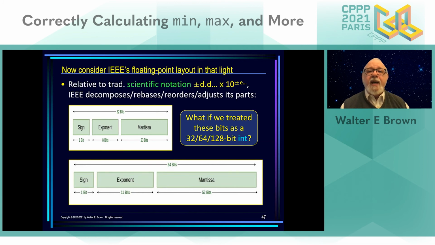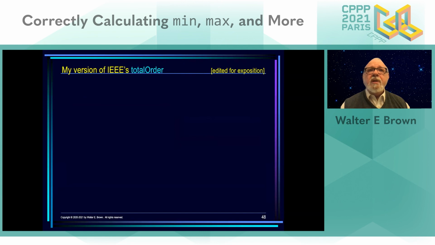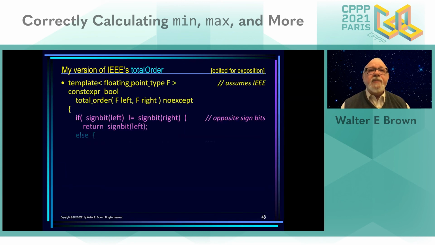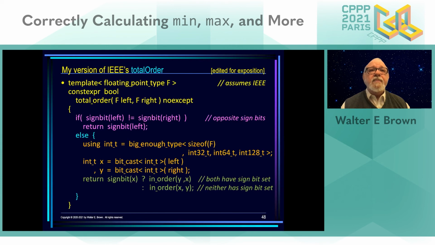So keeping that in mind, here's my version of IEEE's total order. It looks like that. If the sign bits aren't the same, I get my answer immediately. Otherwise, find the first integer type of either 32, 64, or 128 bits that's big enough, and do a C++20 bit cast to take those floating point values and have access to them as bits.